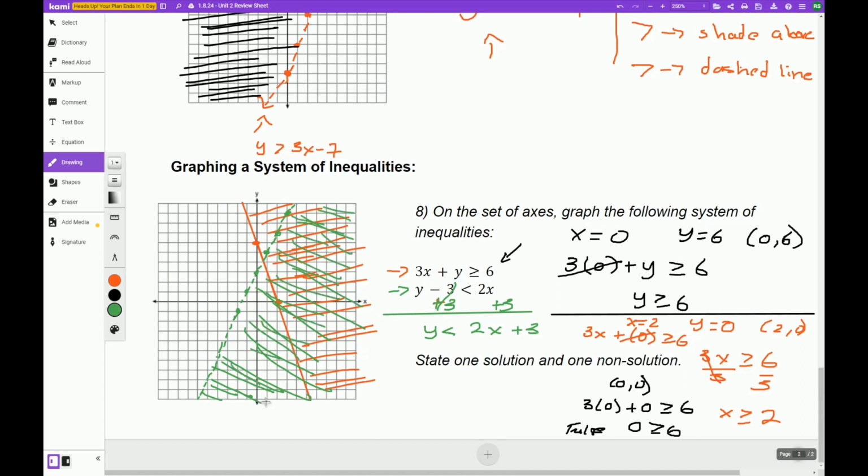Okay, now the last question says, state one solution and one non-solution. Because we are in this system, anything in the shaded area where both the orange and the green are is a solution. So for example, (3, 1) is where both are shaded, so (3, 1) is a solution. A non-solution is anything that is in just the green area or just the orange area or in neither area. So (-4, 1) is not a solution.